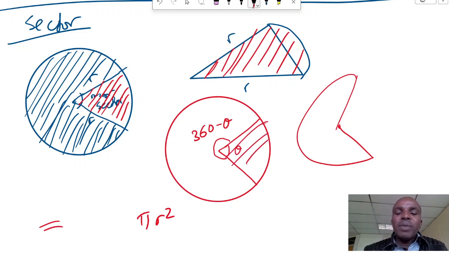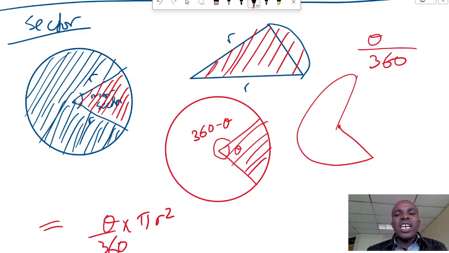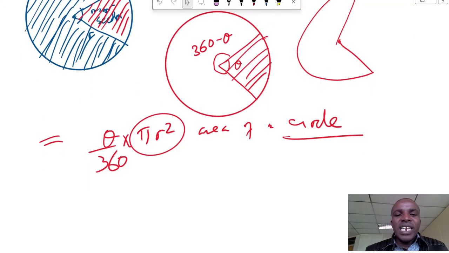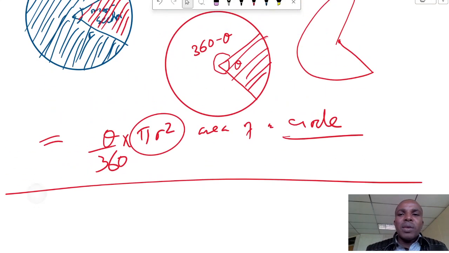So to find the area of this minor sector that I've shaded, it will be more like a ratio. Theta, and total angles are 360. So it's theta over 360 times the area of a circle. This one's the area of a circle, and that's the area of a sector. It's angle over 360 times the area of a circle. That's the area of a sector. Take note of that.